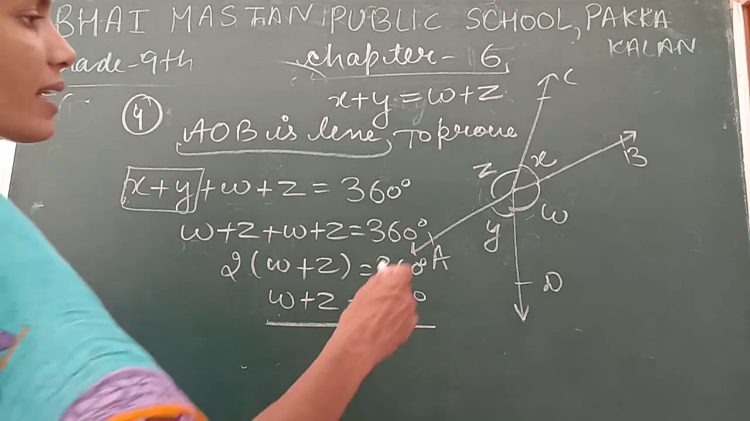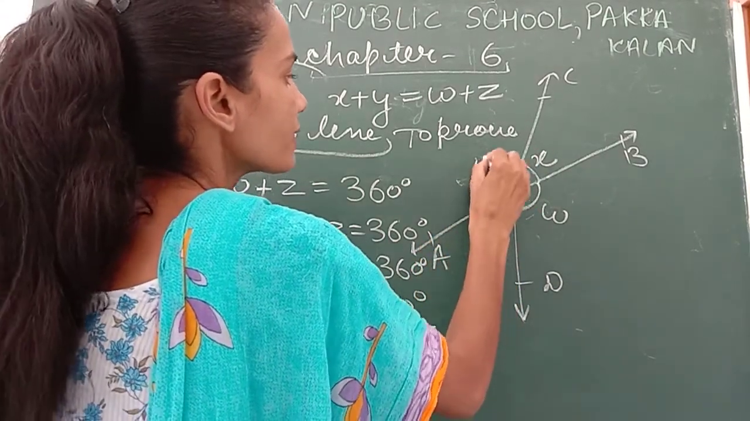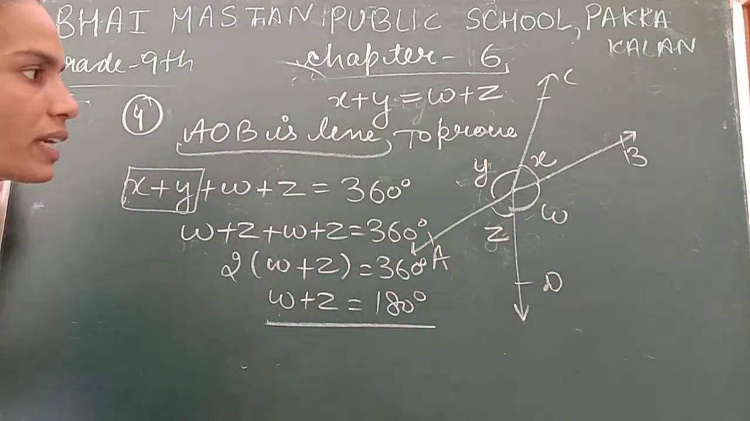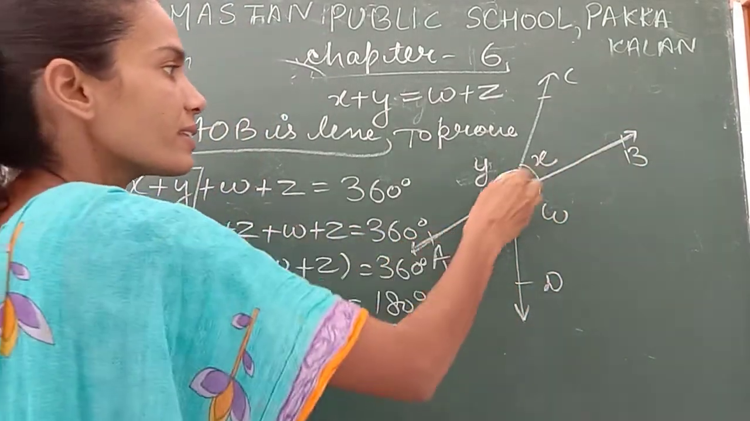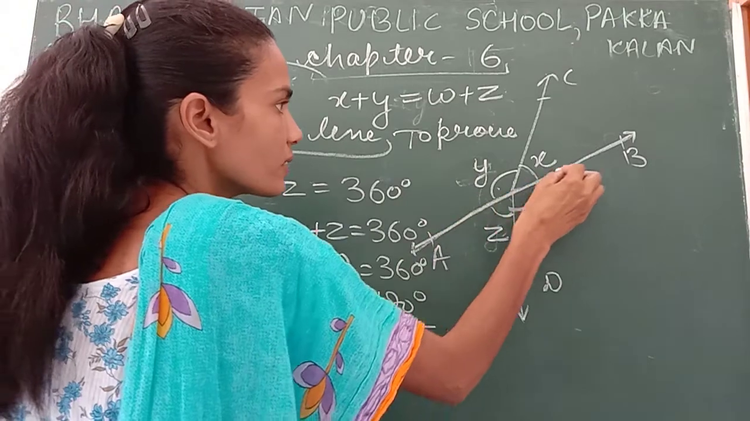Sorry, the arrangement is like this: x, y, z, w. Y plus z is 180 degrees. It means this is a straight line.